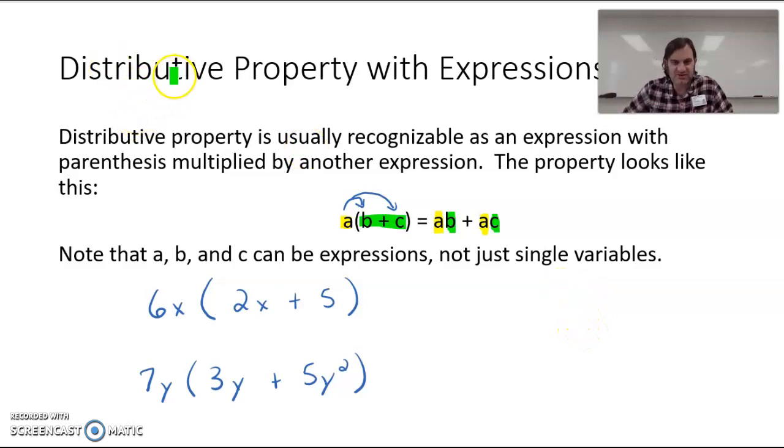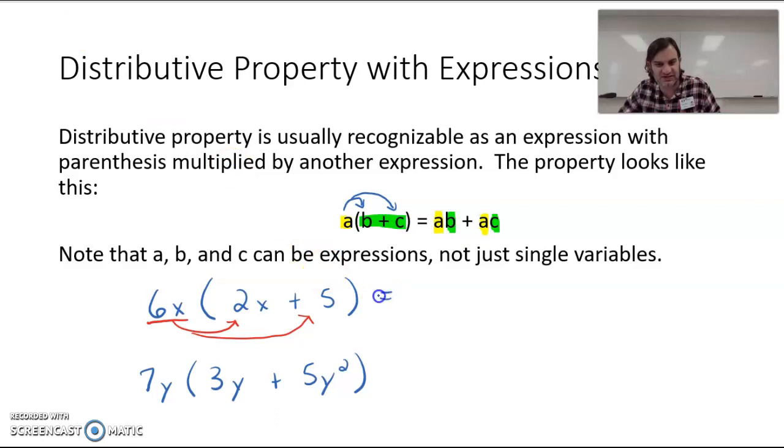So that's the distributive property in a nutshell, but we don't always just do it with numbers or single variables. It's a good chance we might end up doing it with expressions. So here's some examples below. The first one, we have 6x times the quantity of 2x plus 5. The 6x here is the A up above, the 2x is the B, and the 5 is the C. But we're just going to take that 6x and multiply it by every term inside.